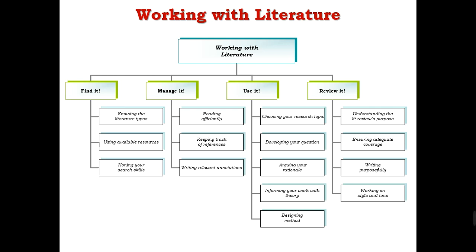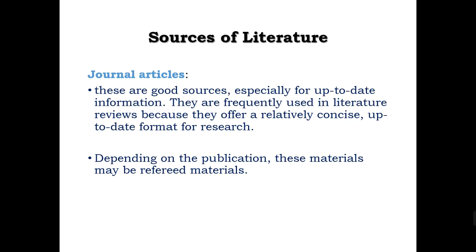That means understanding the review purpose, ensuring adequate coverage of your review literature, and writing purposefully. That means how to write it effectively. Working on the style and tone of research writing is very important. So this is the way we can work with the literature: find it, manage it, use it, and finally review it. This is the formula to work with literature.